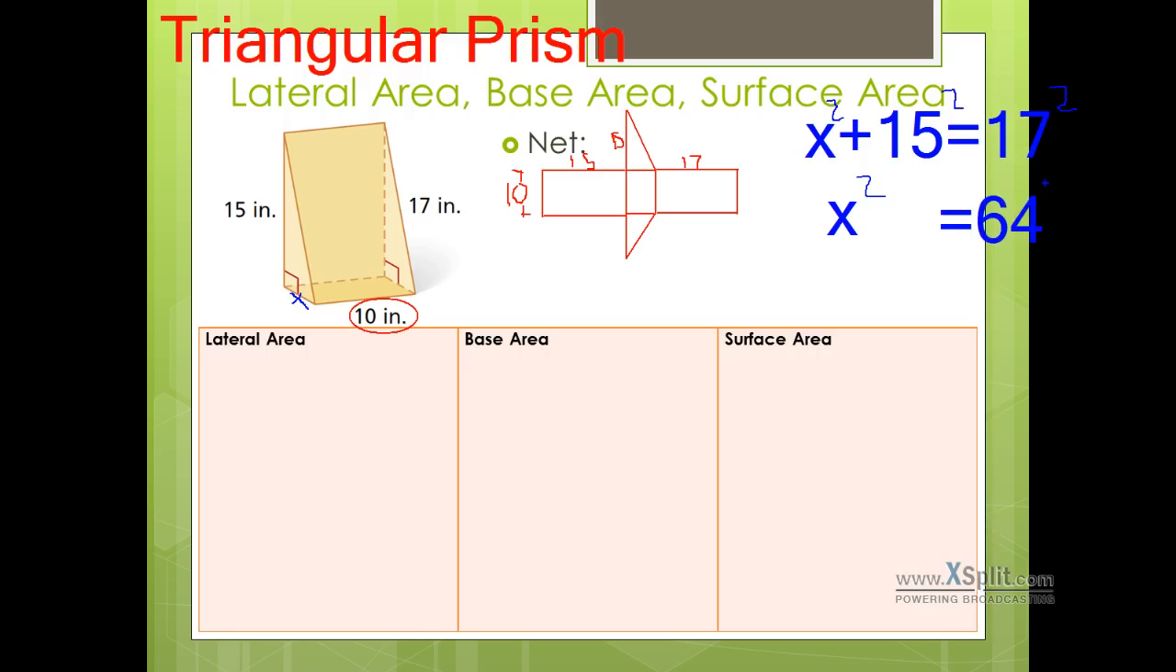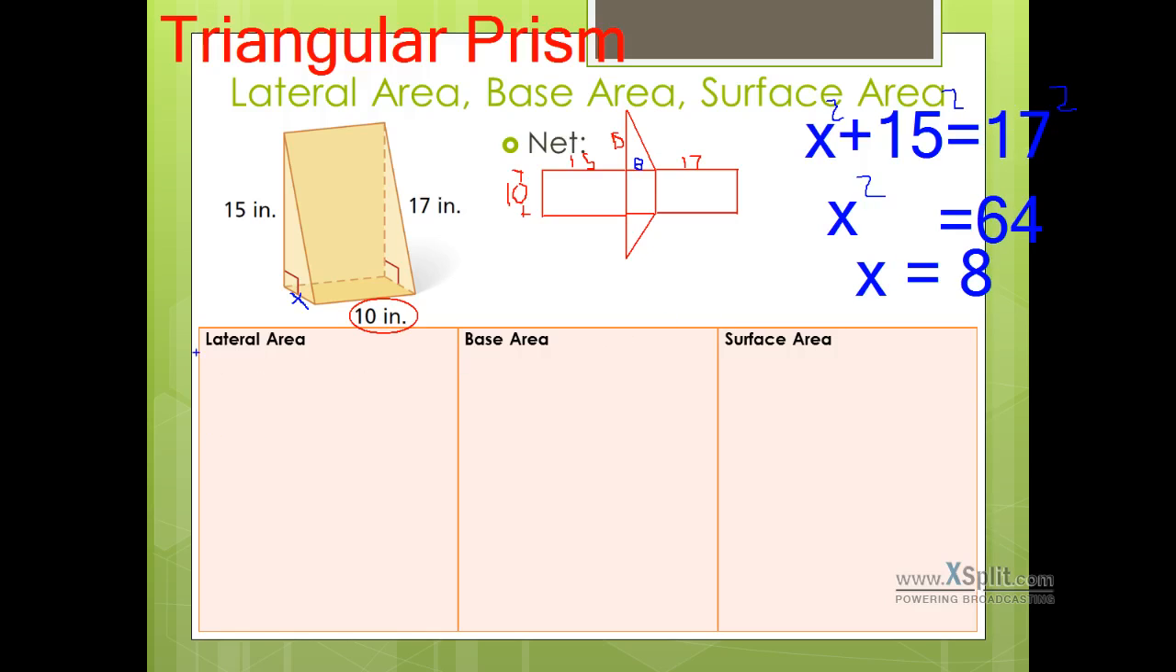If you're having trouble with this portion, please look back to chapter 5 on the Pythagorean theorem. That would really help you out. So x has to be 8. All right, x has to be 8. That means this side right here is an 8.